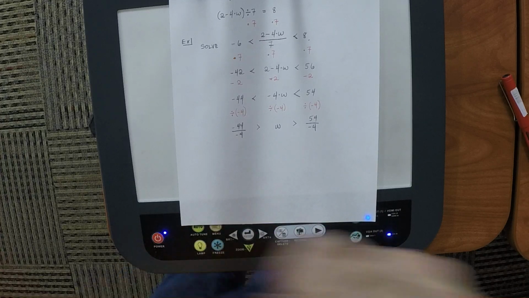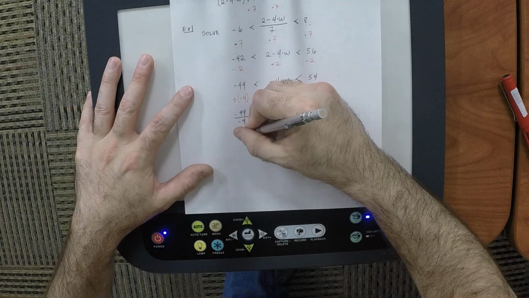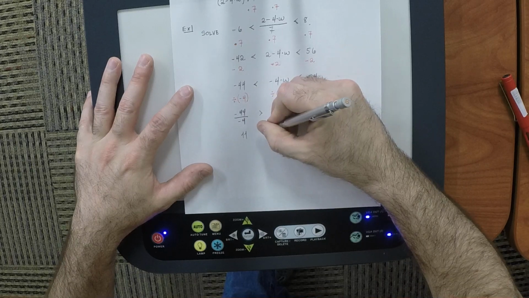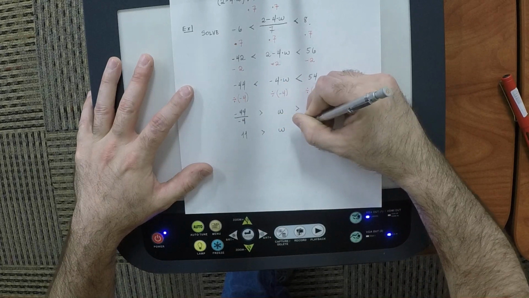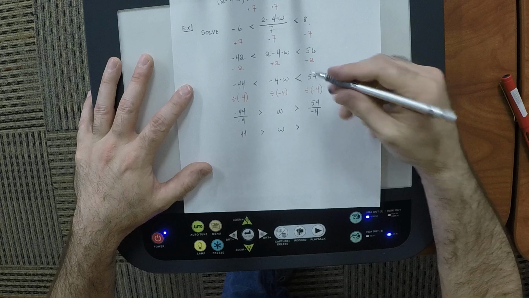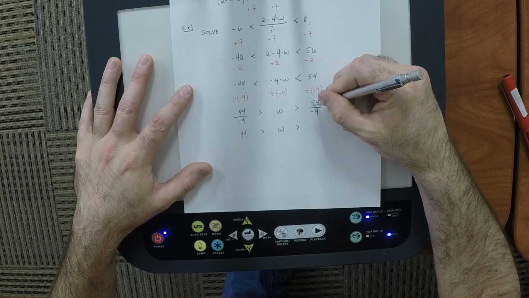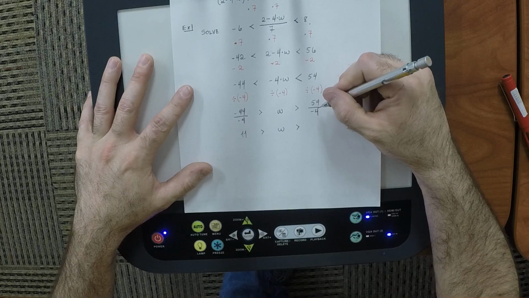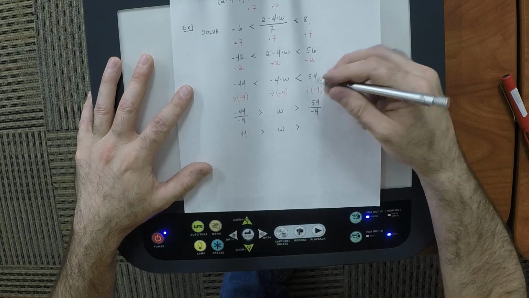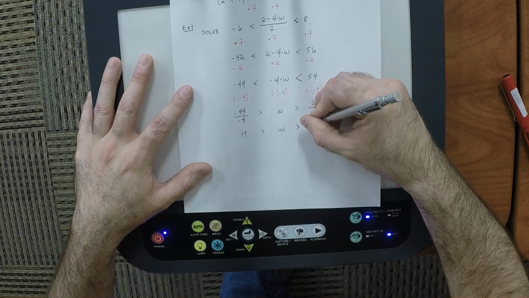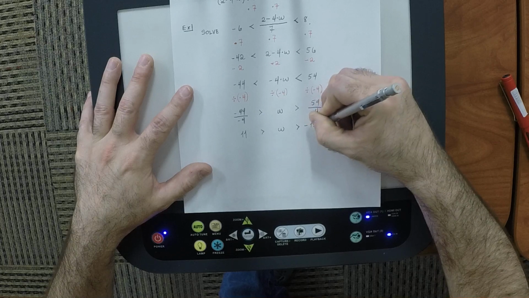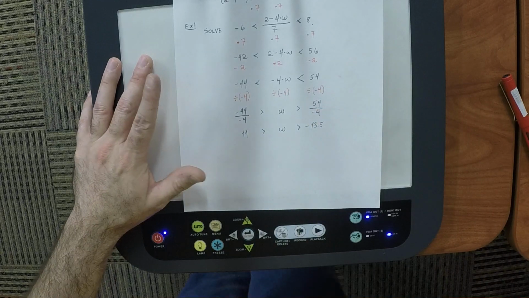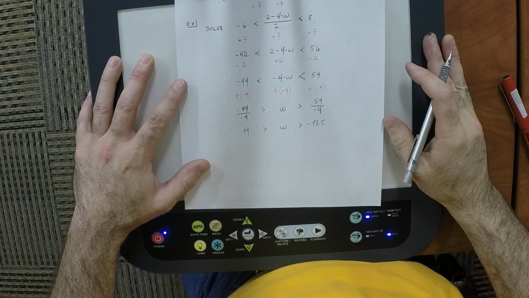Okay, then carrying out the arithmetic, the left position is 11, the middle position is W, and the right position is, what would that be? 27 over 2. Okay, good. So negative 13 and a half. Negative 27 over 2 is fine.